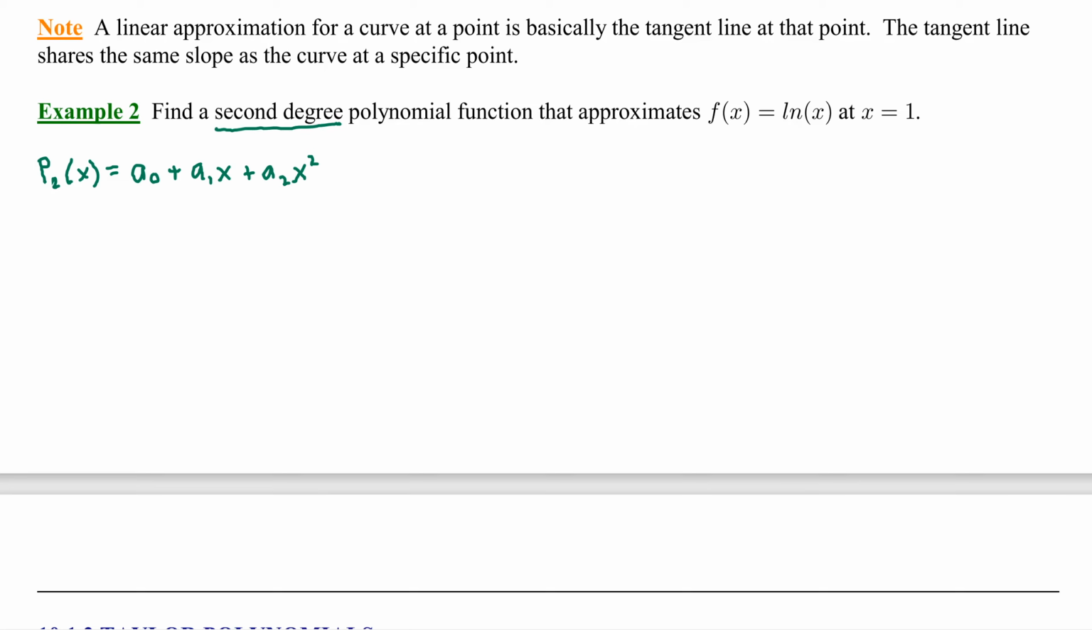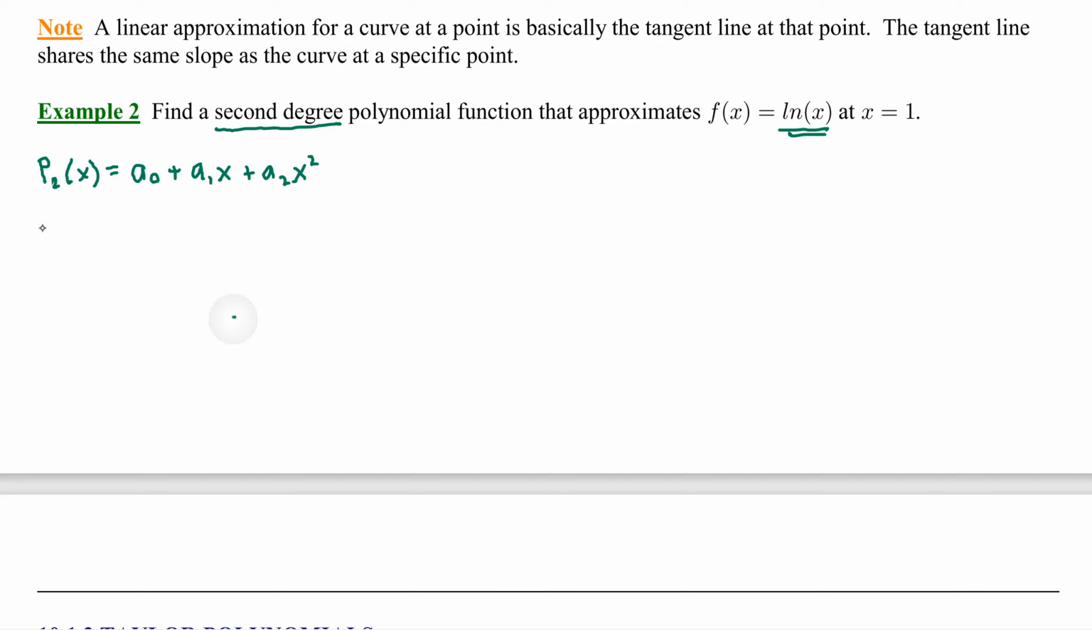So our goal here is to find the coefficients a naught, a sub 1, and a sub 2, real number coefficients that would create a quadratic function or a parabola that looks like natural log of x. So we want to make sure that p sub 2 of x and f of x meet those conditions. That is, we want the function values to be the same, and the first and second derivatives to be the same.